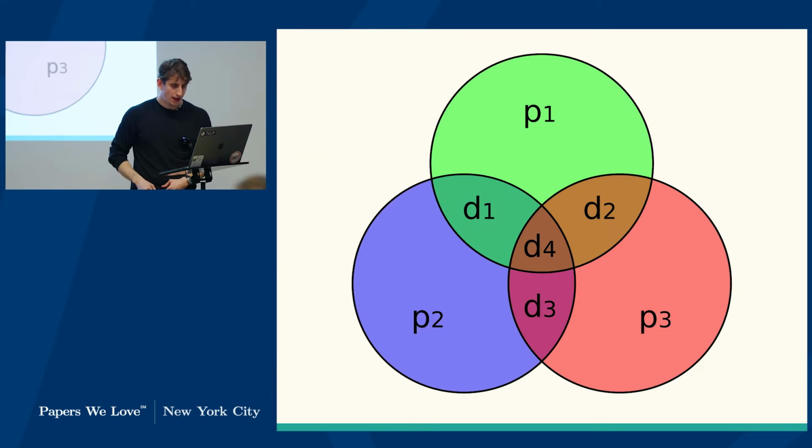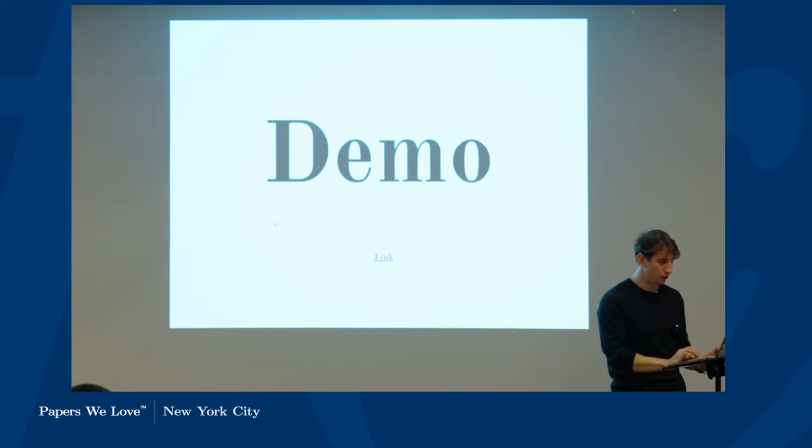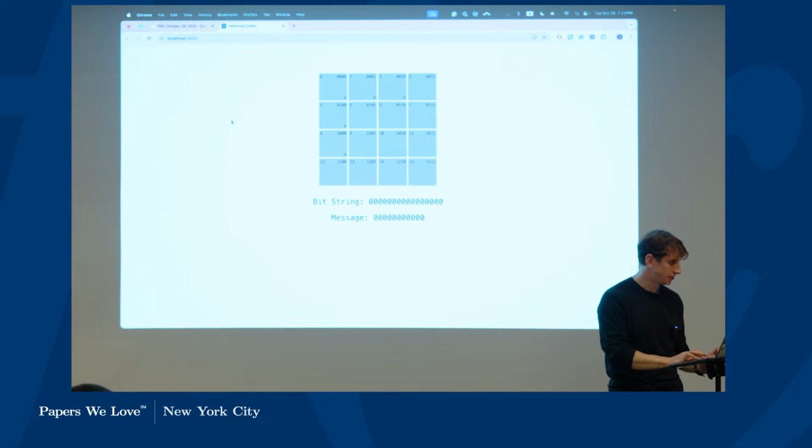You end up with this relationship here, but to demonstrate it, the final thing he does is add 1 bit for the whole message. So you have these check bits, and then you have 1 bit for the whole message. And that's all it does. And I have a demo for you, which I think is going to make this make a lot more sense.